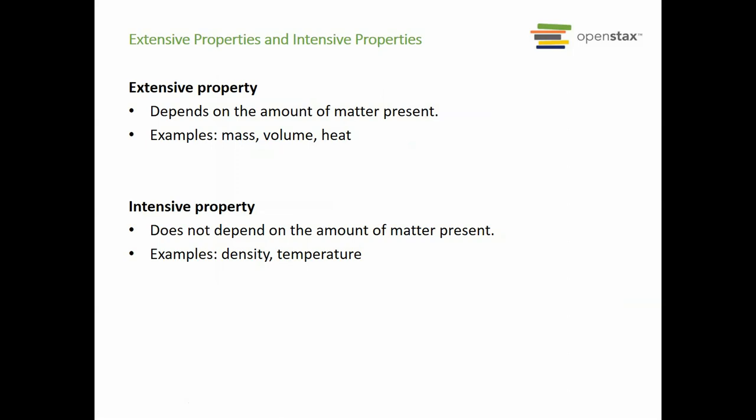Chemicals have extensive properties and intensive properties. The extensive properties depend on the amount of matter present. So it's like the mass, the volume. By heat here, you could either talk about the sensible heat that it contains, that is, the heat simply due to the fact that it has a heat capacity and its temperature is elevated, or you could talk about heat of reaction and whatnot. But anything that increases as you increase the mass is an extensive property.